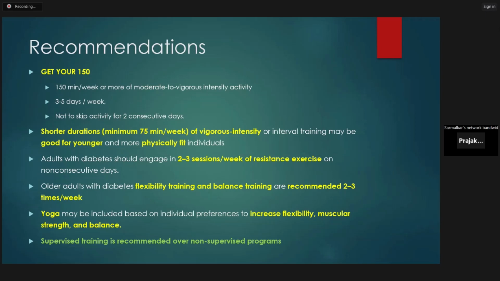With older adults, because they would land up having some form of joint pains, shoulder pain, frozen shoulder, it's recommended that you do flexibility training and balance training 2 to 3 times a week. Yoga is said to be a good form of activity because it does flexibility, muscular strength, and balance. But please remember the last statement: supervised training is recommended over non-supervised training programs.